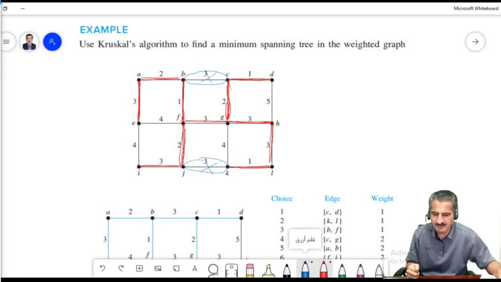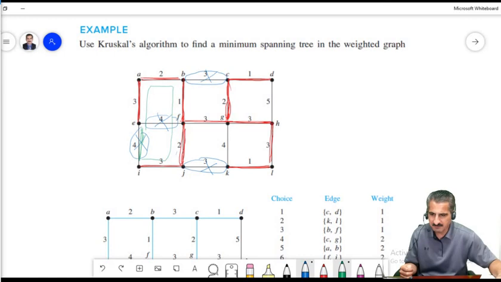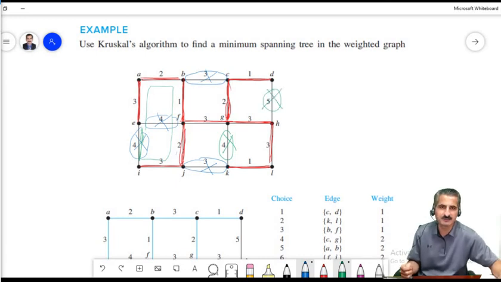Now we go and see edges of weight 4. This is an edge of weight 4, but I cannot take it because there will be a circuit. And I cannot take this one because there will be a circuit, right? If I take this, then I get this big circuit. Now I cannot take this one because it will make a circuit. So I can't take any edge of weight 4. Let's go to weight 5. This is the only edge of weight 5. Can I take it? I cannot because that will make a circuit. So we are done. No more edges left.